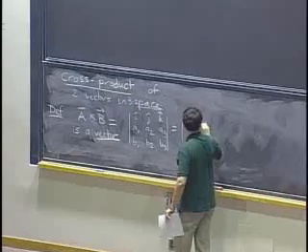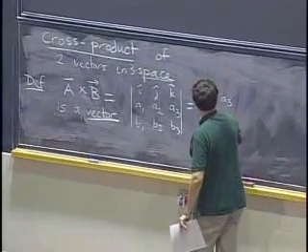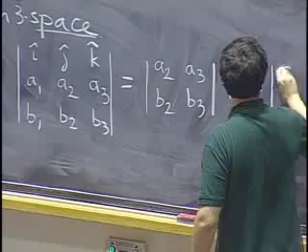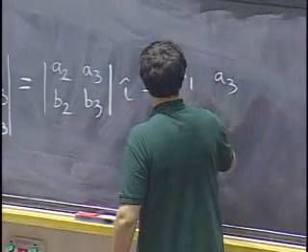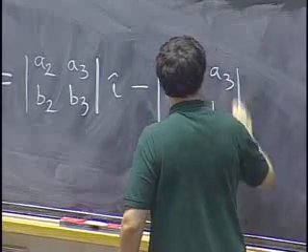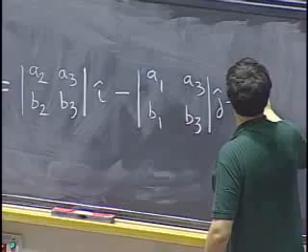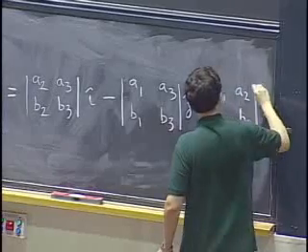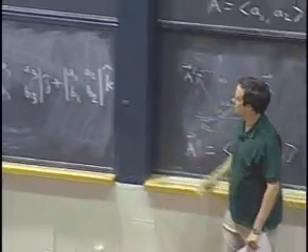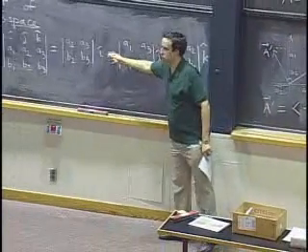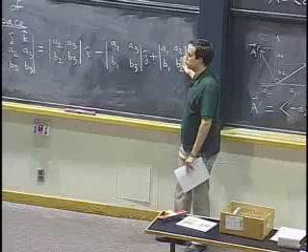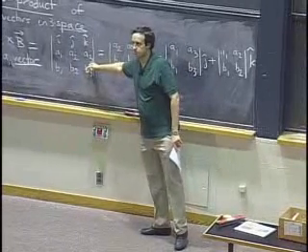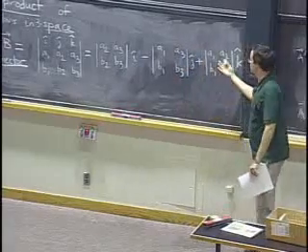Okay, so let me write it as determinant of A2, A3, B2, B3 times i hat minus determinant A1, A3, B1, B3, j hat plus determinant A1, A2, B1, B2, k hat. Okay? And so that's the actual definition in a way that makes complete sense. But to remember this formula without too much trouble, it's much easier to think about it in these terms here. Okay, so that's a definition.